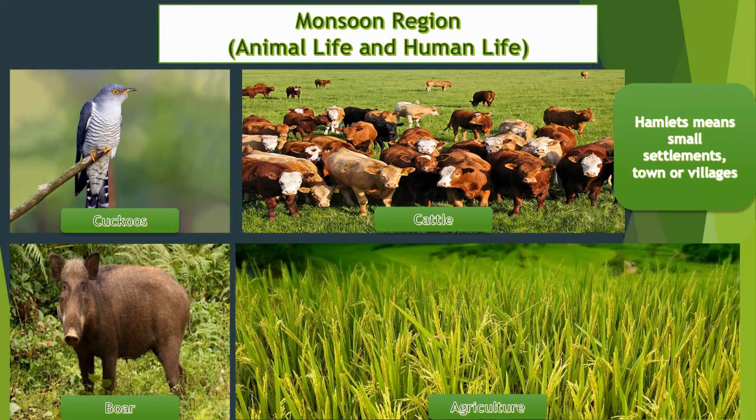The human life in the monsoon region is different. There are large numbers of small hamlets, and considerable difference in diet and costumes. The population is mostly involved in primary occupation, that is, agriculture.